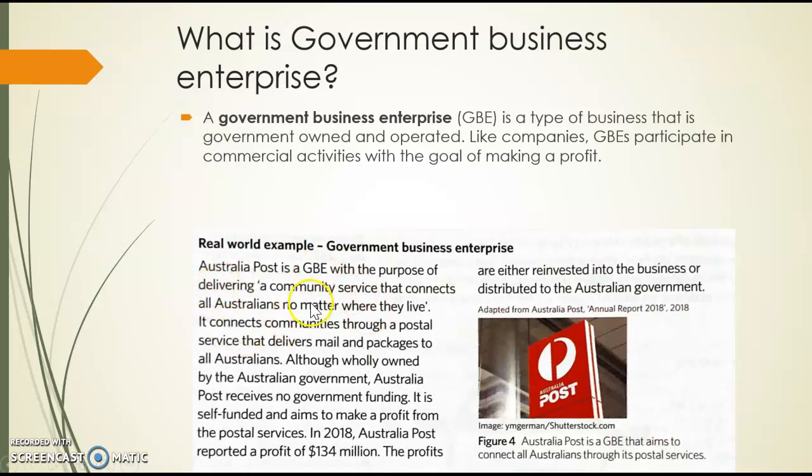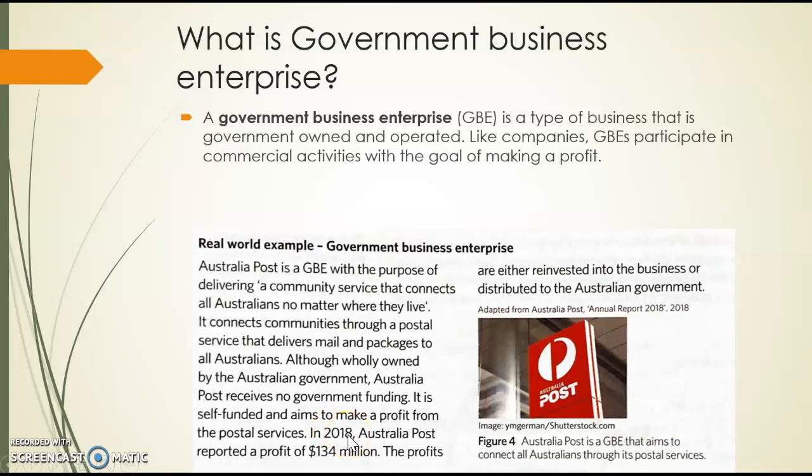Australia Post is a government business enterprise with the purpose of delivering community service that connects all Australians, no matter where they live. It connects communities through a postal service that delivers mail and packages to all Australians. We all know Australia Post, right? Although wholly owned by the Australian government, Australia Post receives no government funding. So they are self-funded and aim to make a profit from postal services.